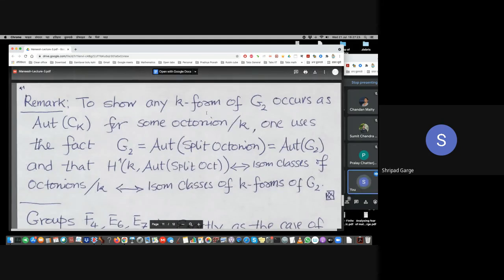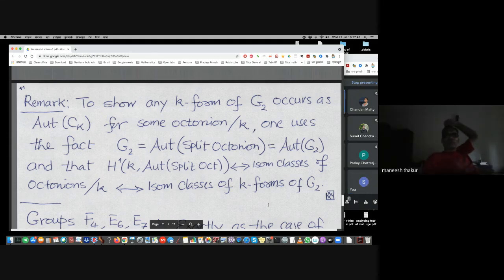To show any k-form of G2 occurs as Aut(C_k) for some octonion algebra over small k, one uses the fact that G2 is Aut of the split octonion, and that H1(k, Aut of split octonion) is the set of isomorphism classes of octonions, which is the same as isomorphism classes of k-forms of G2. I had made some noises about this. So you start with a group of type G2 over K, then you must construct an octonion algebra whose automorphism group is that.